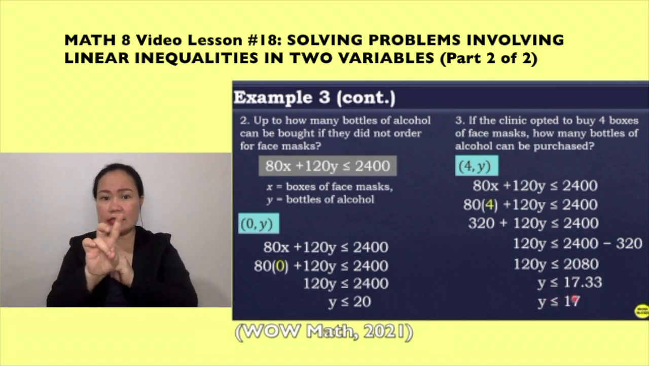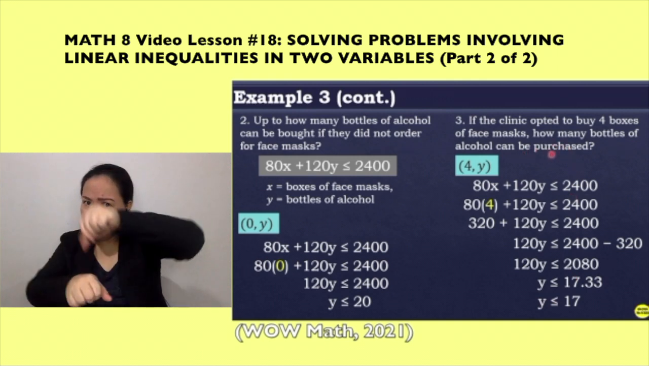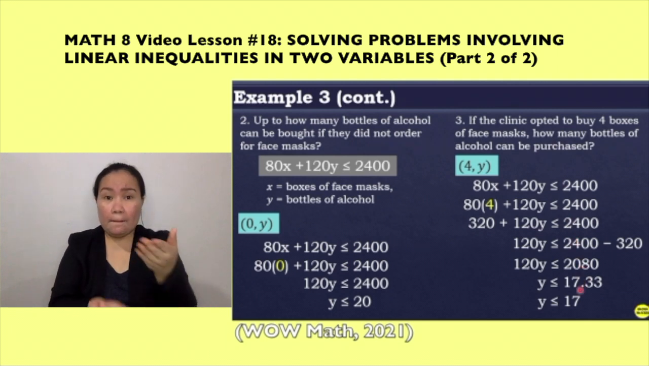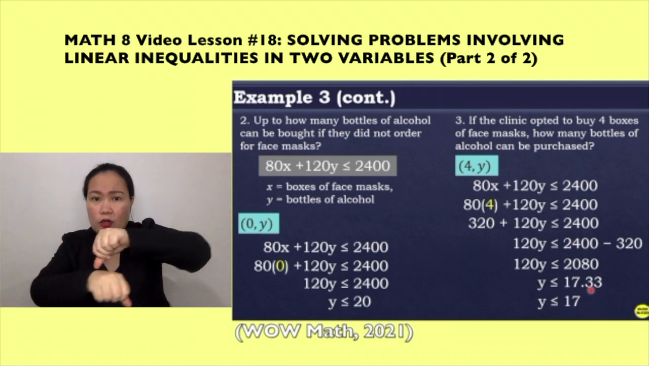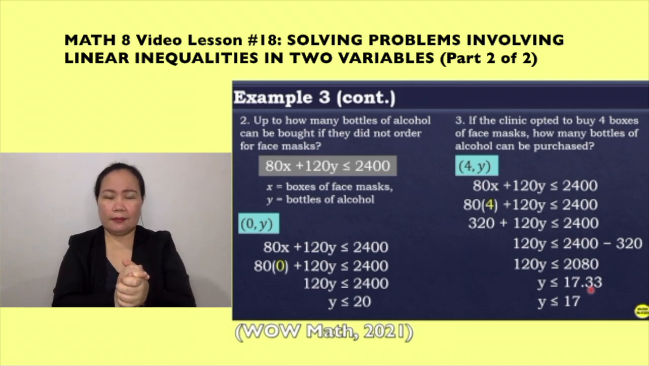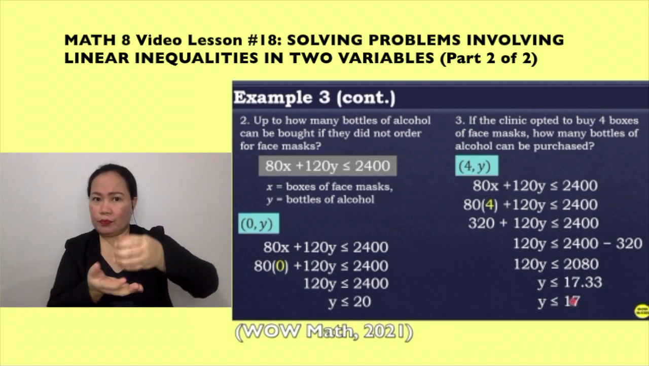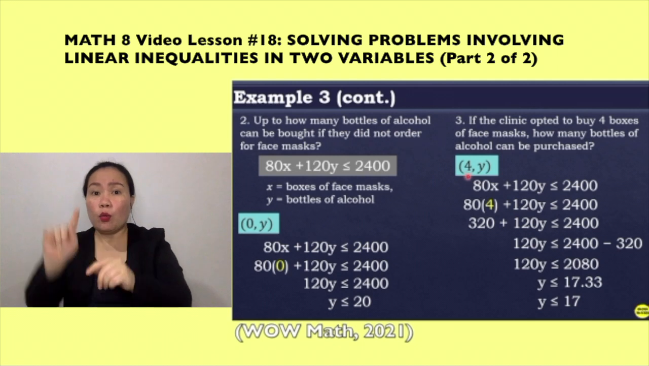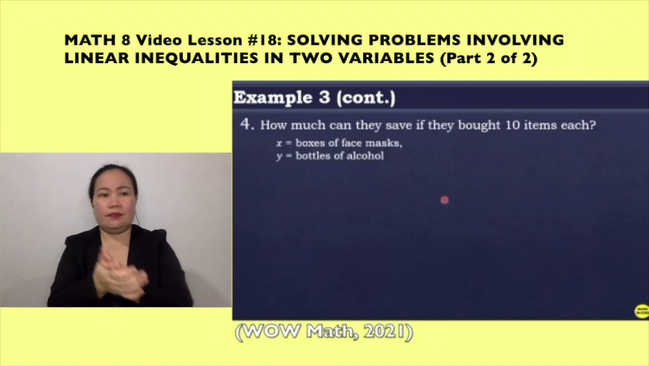So, balikan natin yung question. How many bottles of alcohol can be purchased? So, ibig sabihin, they can purchase at most 17 bottles. So, pwede silang makabili ng 17 bottles maximum. Ito yung pinakamarami kung ang bibilhin lang nila na face mask ay 4 boxes. Okay, let's have the next question.